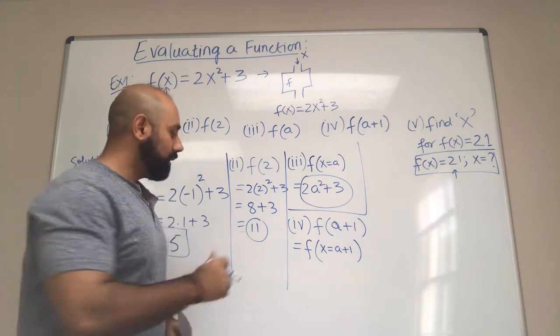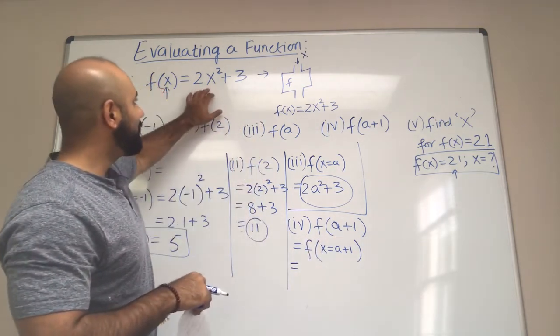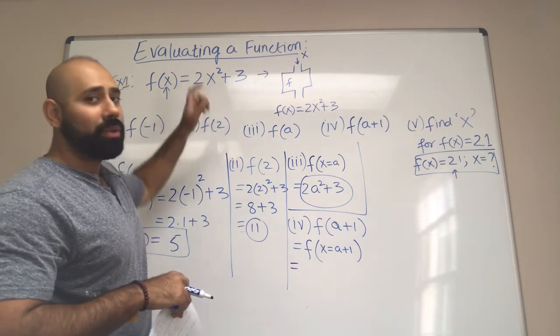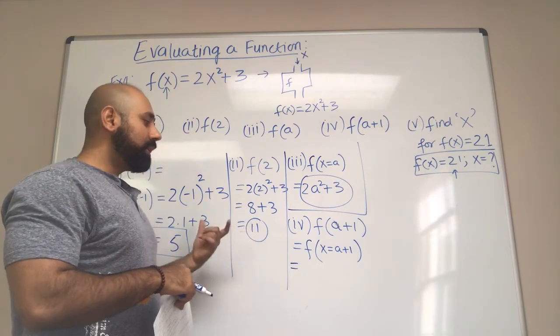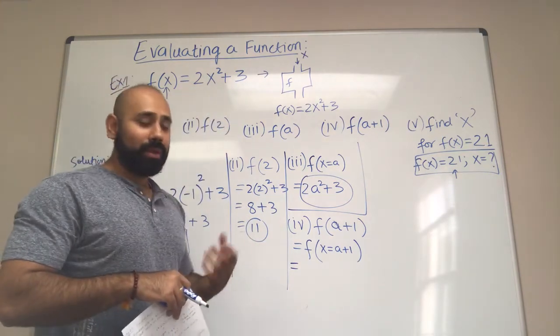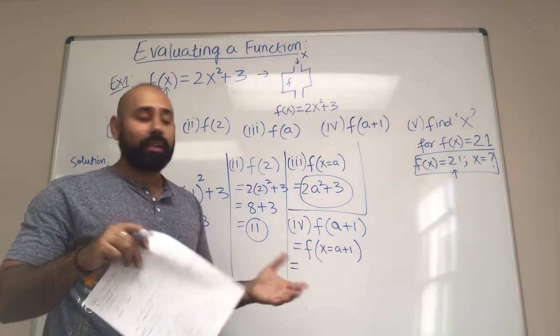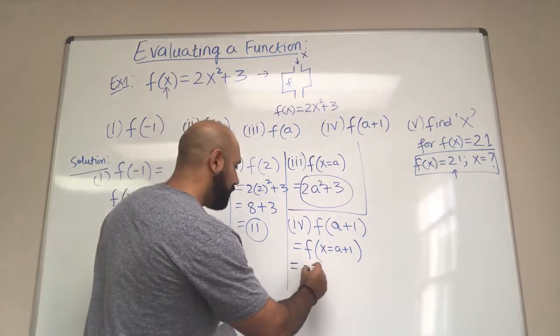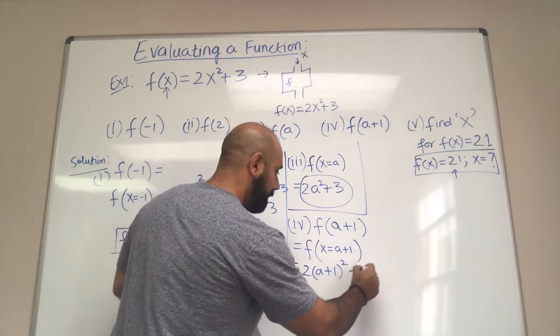Okay? So in order to do that, we again go back to the right hand side, and wherever we have x, we are going to replace that x with a plus 1. You have to be a little careful here because it's a binomial. So when you have a binomial and you're trying to square it, you have to keep the binomial in parentheses. That is the only important key thing here. So it's going to be 2 times a plus 1 whole square plus 3.